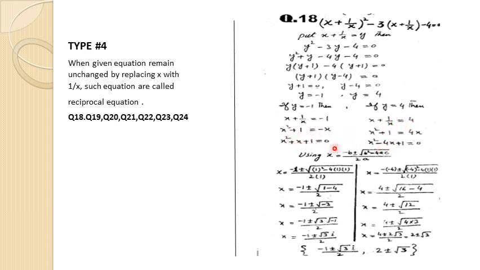Now again making the quadratic equations, x square plus x plus 1 and x square minus 4x plus 1. Now just applying the formula, minus b plus minus root b square minus 4ac upon 2a. In this way, just put in the values in the formula and get the answer. So this is the answer of question number 18.